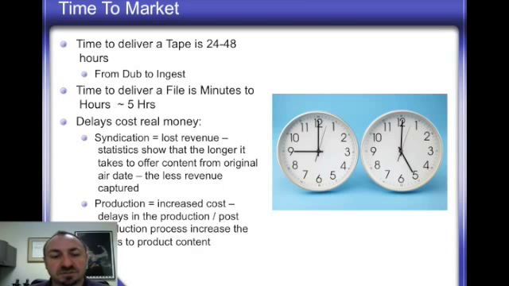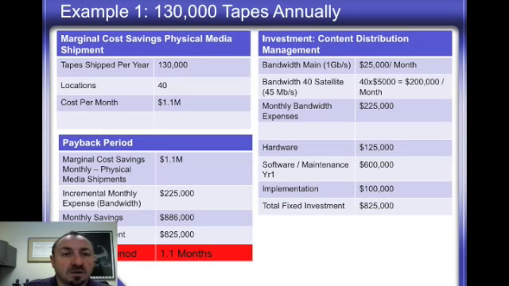Adding to that situation. So let's look at the ROI for a few real examples here. So 130,000 tapes annually. The two customers that we can point to that have that volume have about 40 locations each. And their cost per month to ship tapes is about $1.1 million.